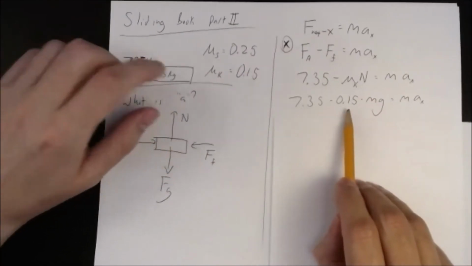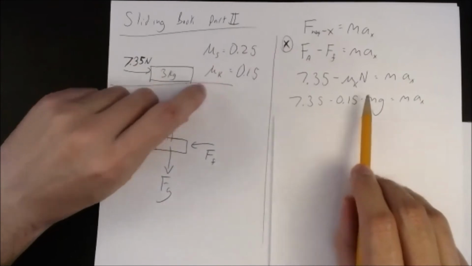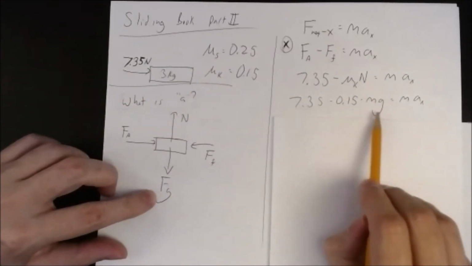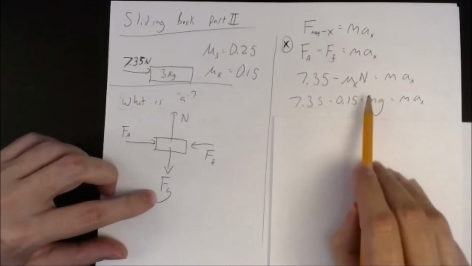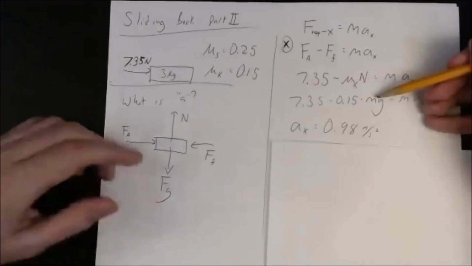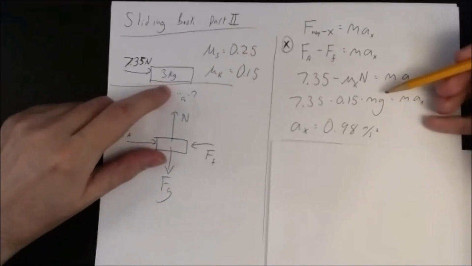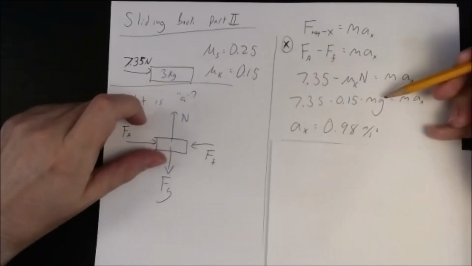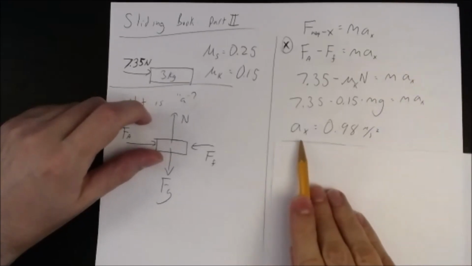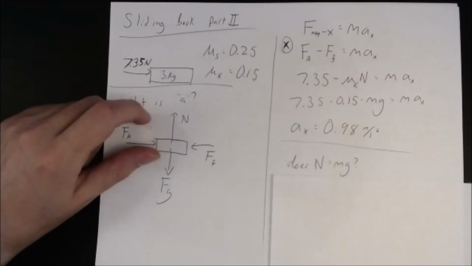7.35 minus, we know mu k is 0.15. We then know that the normal is equal to the force of gravity, and the force of gravity is the mass times the acceleration due to gravity. Still equal to ma. Keep plugging in what we know. We know that the mass is 3 kilograms. We know that g is 9.8 meters per second squared. And you can solve for the acceleration in the x direction.